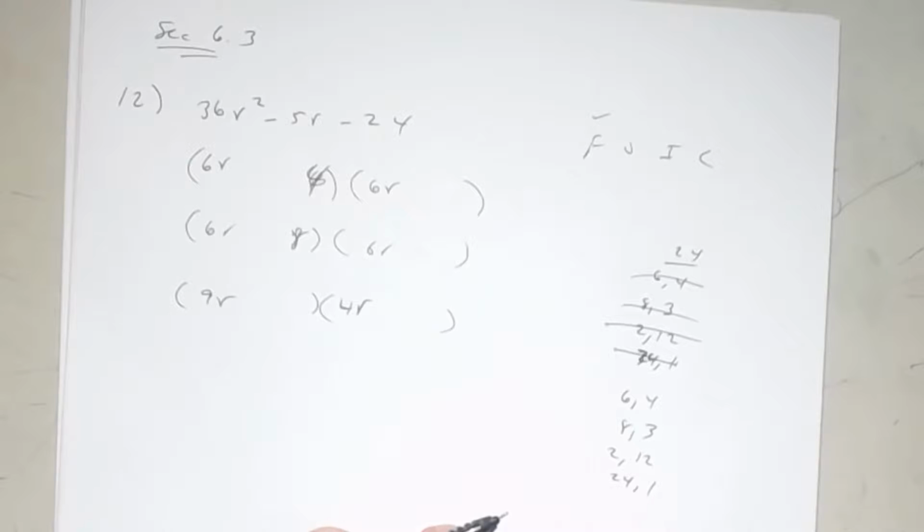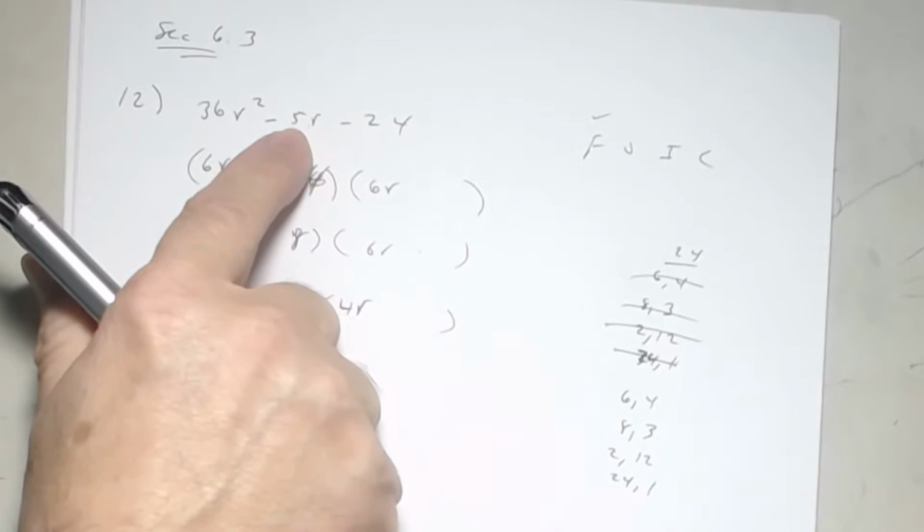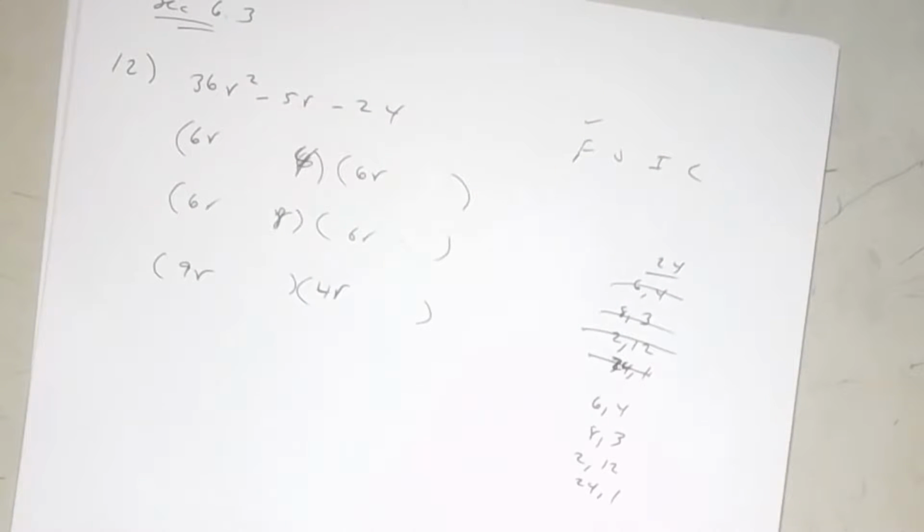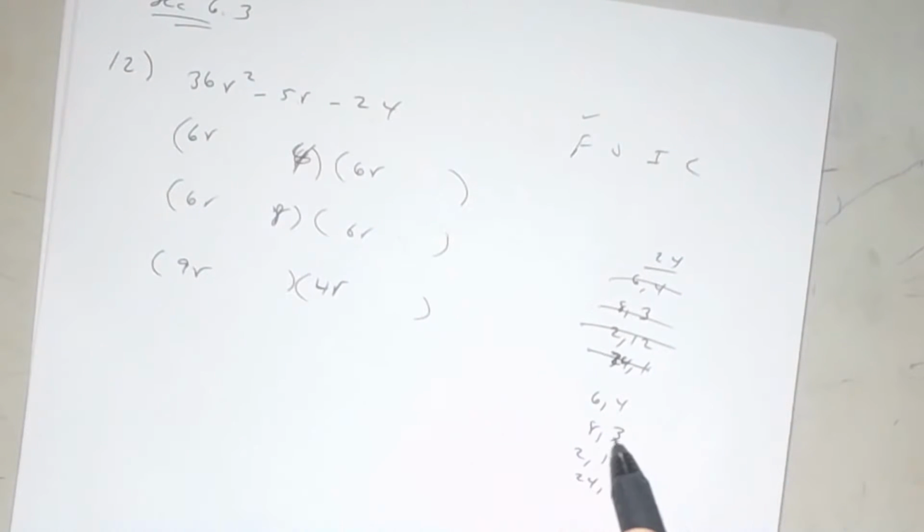Who wants to try 1 and 24? I wouldn't try 1 and 24 because you wouldn't get that small number right here. You've got to look for something. You want to try 8 and 3? All right, if you want to try 8 and 3, be strategic. I want you to think about what we talked about.